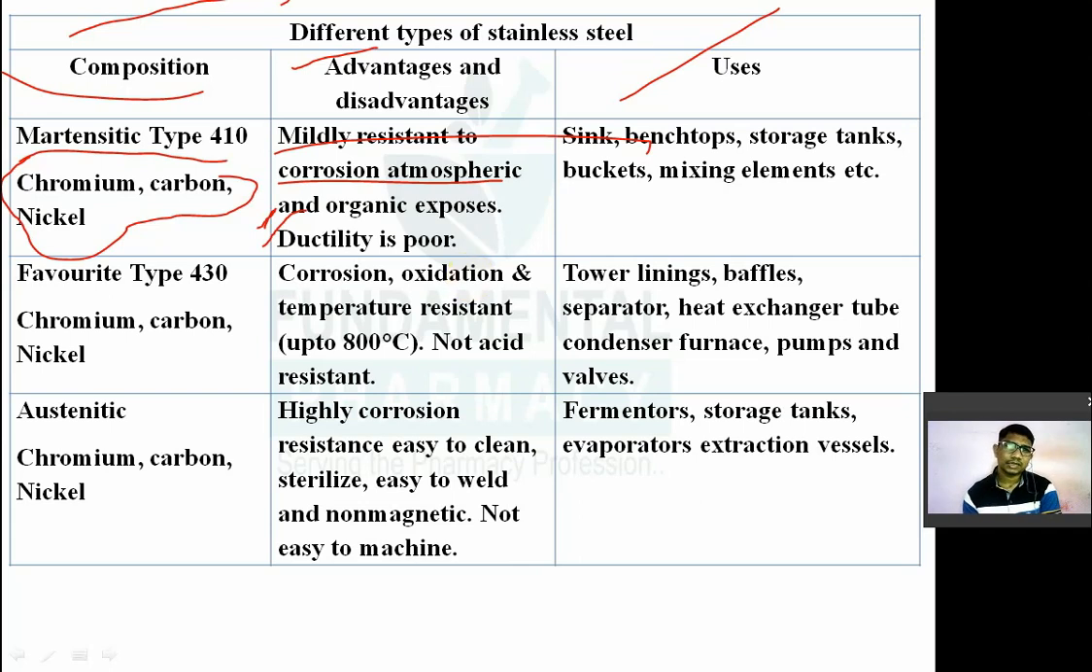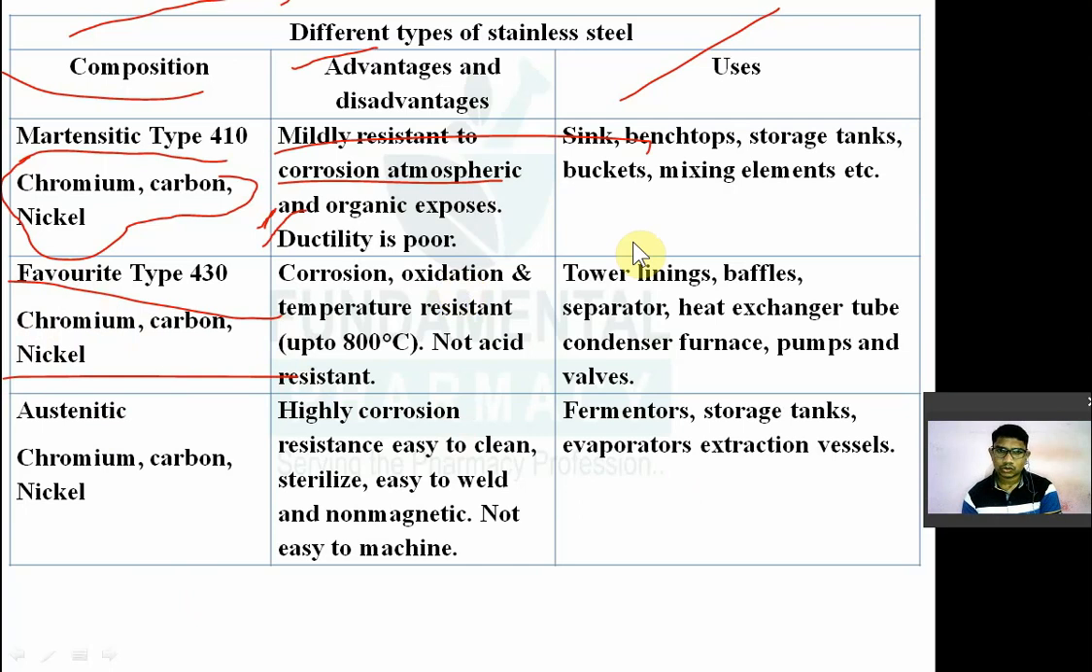Another type of steel is known as ferritic type 430. It consists of chromium, carbon, nickel along with your ferrous. What does steel mean? Steel is a grey iron, cast iron plus other metals, to modify the properties of that cast iron. That is a steel. Ferritic type 430 has chromium, carbon, nickel along with your ferrous. So that is another type of steel.